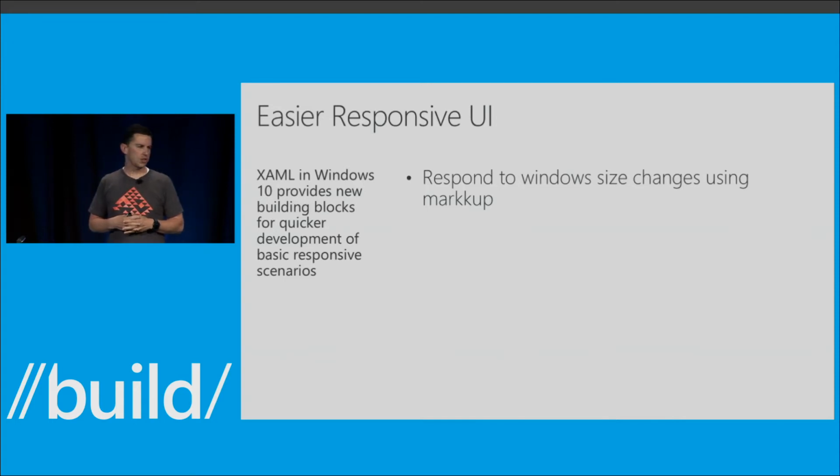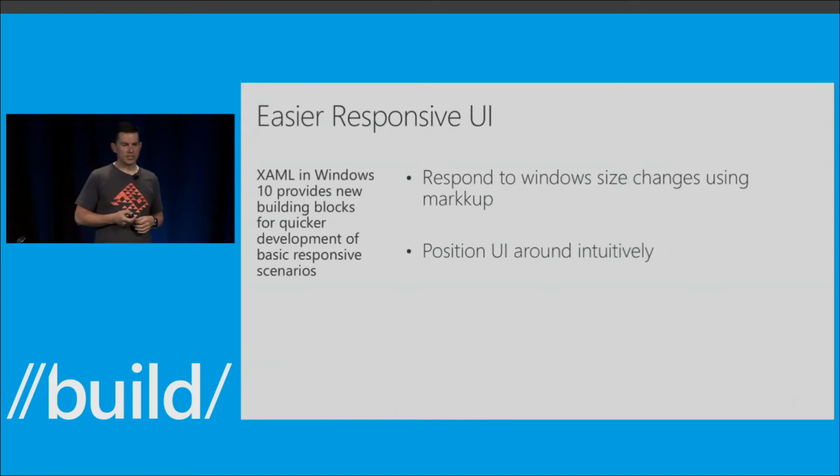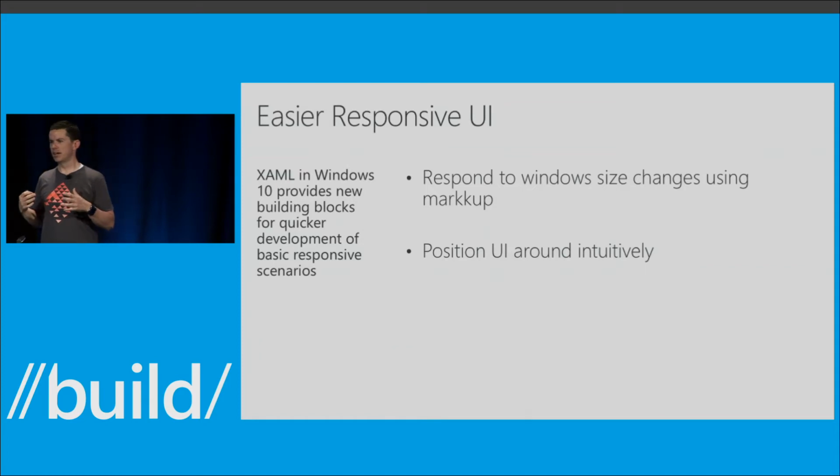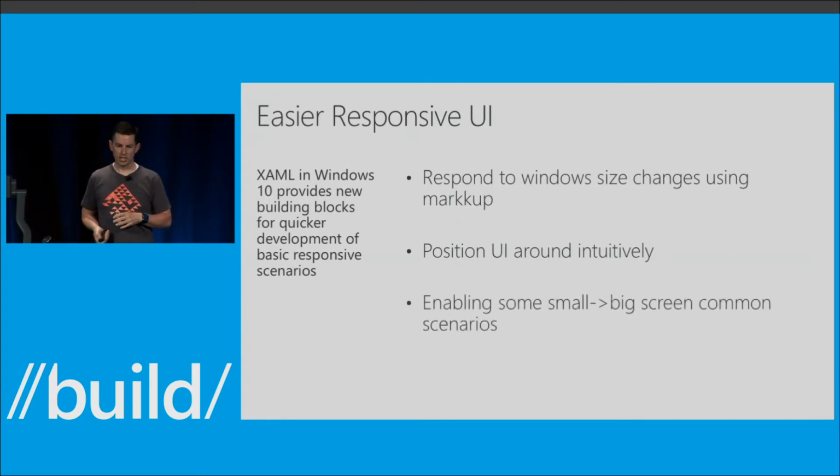So we want to make sure that you can respond to these window-size changes in markup versus just having to write code to do that. That's the first and foremost thing that we wanted to do. Second, we wanted to introduce some new ways to lay out things a little bit easier, and in combination with those, make that layout able to change a little bit easier as well. So we'll introduce some new APIs there.